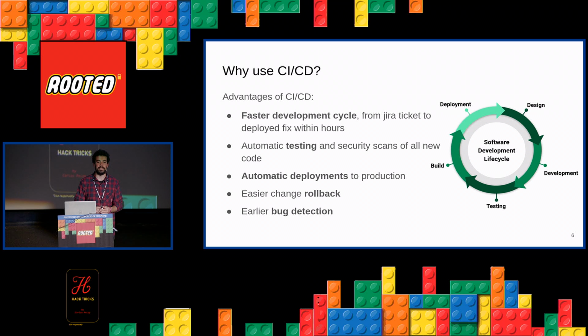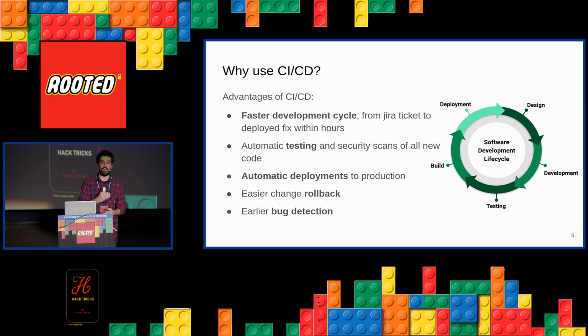This is mostly, in my experience, most startups are going with CI/CD, and this is due to the fast development cycle. I've been in startups that have been making over 60 deployments a day to production, which is insane to think 5 years ago. And this is all due to CI/CD pipelines. They can go from a Jira ticket with an issue to a fix within hours, thanks to having everything automated, all the testing, all the deployment, everything's automated.